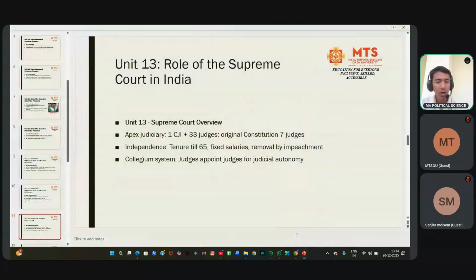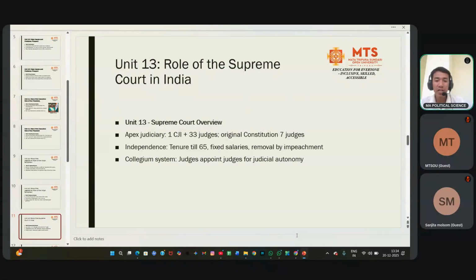What is the role? First, the head of the Supreme Court is one Chief Justice of India. I want to give you homework. Those who are joining with me today, just search for who is the Chief Justice of India and learn about him. Plus 33 judges; in the original constitution, 7 judges. So one Chief Justice plus 33 judges will be there. Earlier it was only 7 judges. Now we have 33 judges.